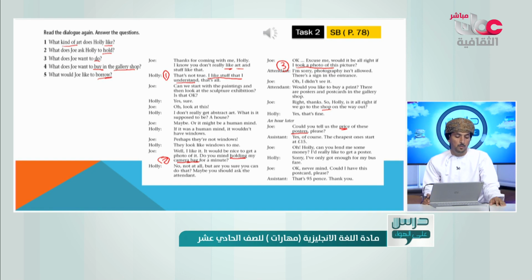So what does Joe want to buy in the gallery shop? He wants to buy postcard. Here we have got number 4. Let's move to the last one. What would Joe like to borrow? We'll try to find a word which is similar to the word borrow. We have got here the word lend. Okay, borrow is taking and lend is the opposite, which is giving.